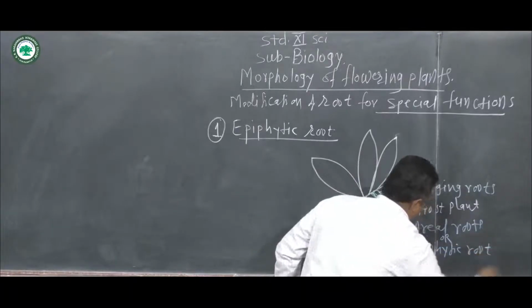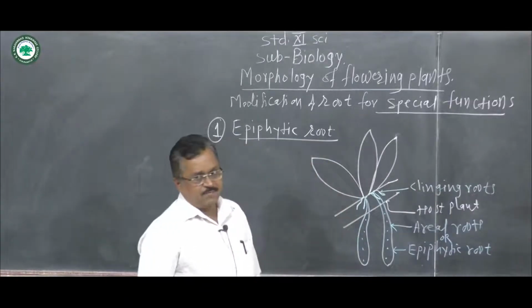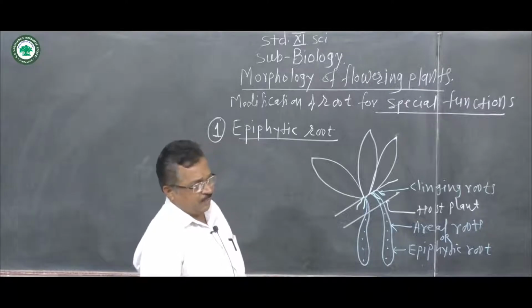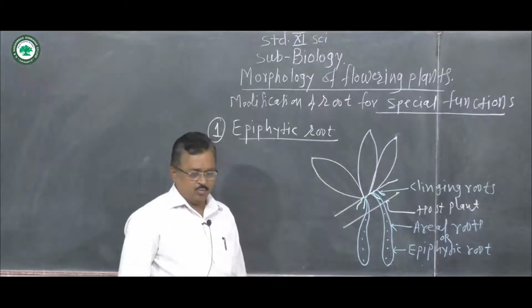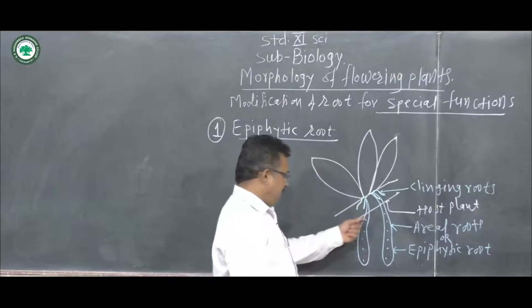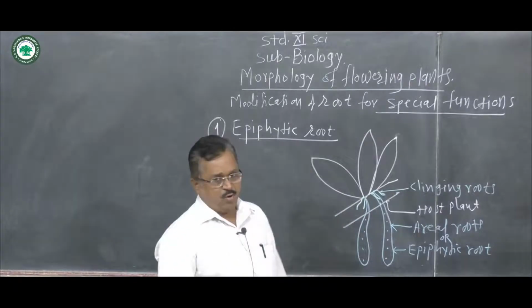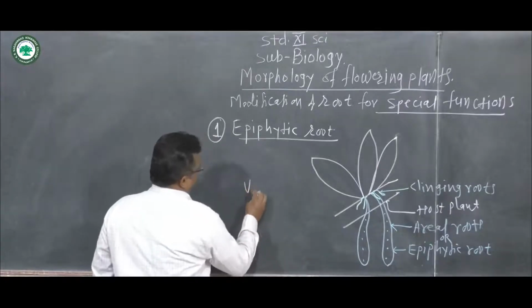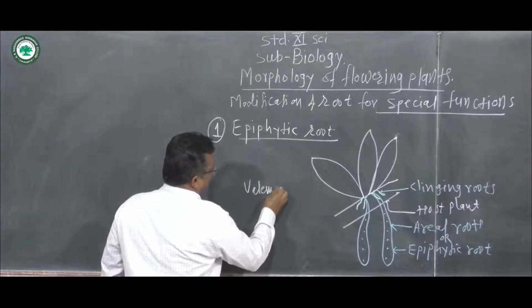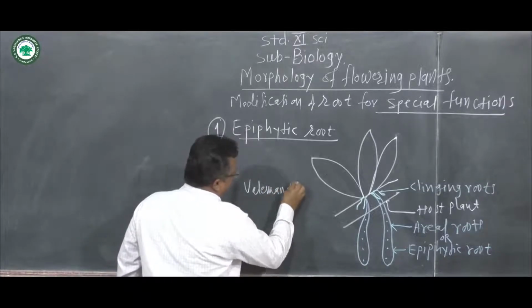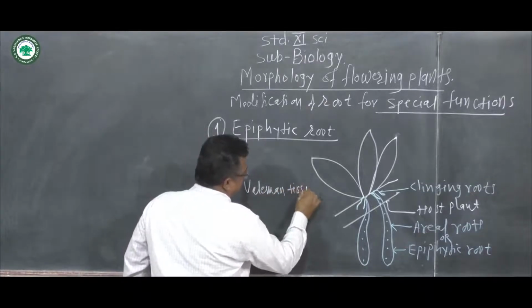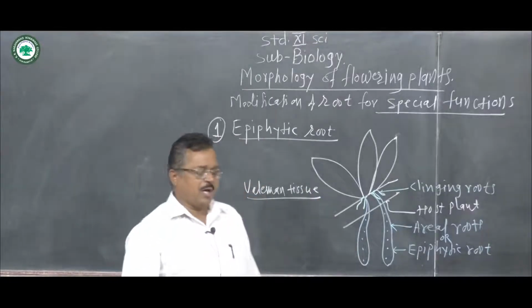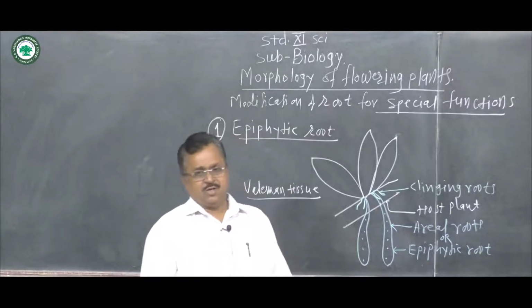Epiphytic roots. Epi means above, phyton means plants. That is, the plant grows on other plants and they produce roots, called epiphytic root. These roots have a special type of tissue called the velamen tissue. With the help of this velamen tissue, the roots absorb the moisture.